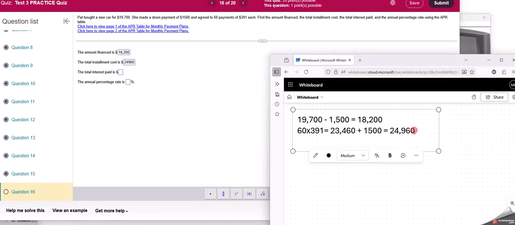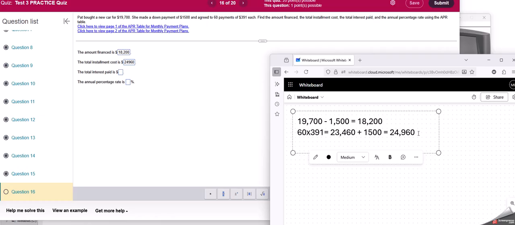Then the interest paid, so you could do this two different ways. If you take the total installment cost, $24,960, and subtract the $19,700 that you agreed to buy the car for, the difference is the finance charge, so $5,260.